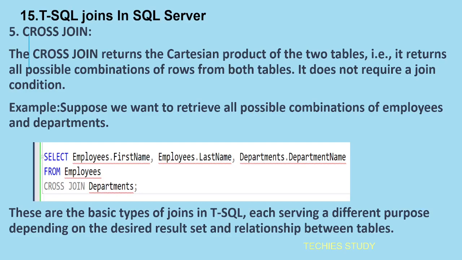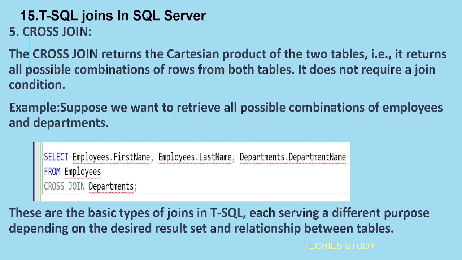Cross join. Cross join is a Cartesian product. It will multiply the rows. The cross join returns the Cartesian product of two tables, that is, all possible combinations of rows from both the tables. It does not require a join condition. Only in rare cases will we use cross join. In most cases we will use left join in real-time scenarios.